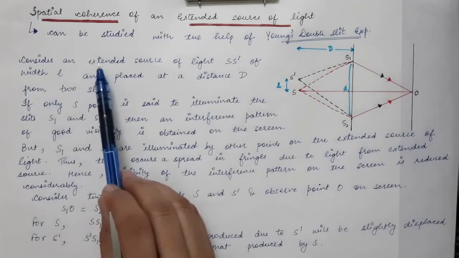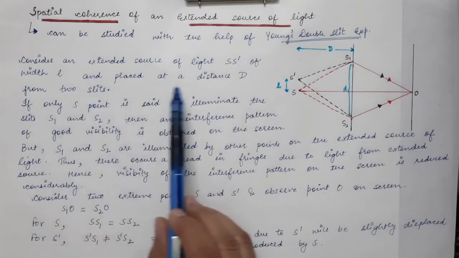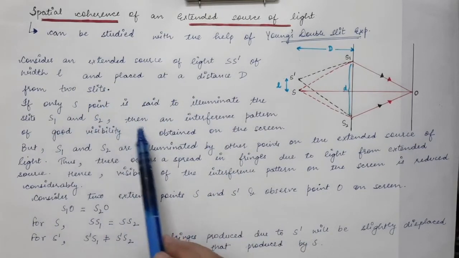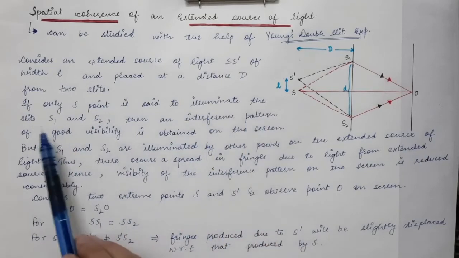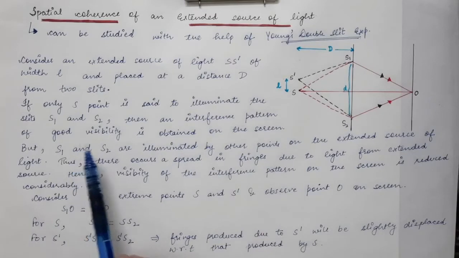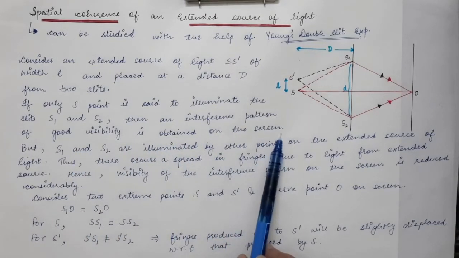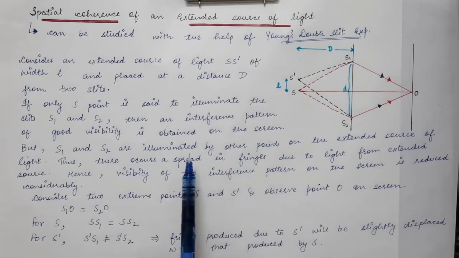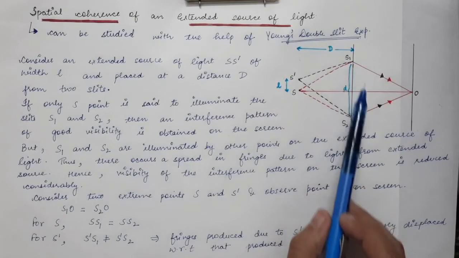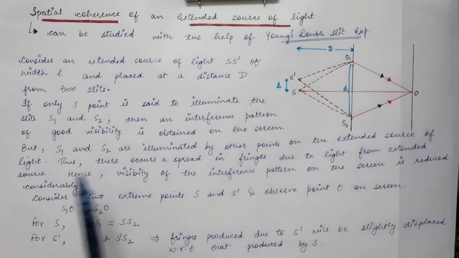We consider an extended source of light SS' of width L, placed at a distance of capital D from two slits. If only the point S is set to illuminate the slits, so if we have only an S point source, then an interference pattern of good visibility is obtained on the screen. We already did that in the previous semester. But S1 and S2 are illuminated by other points on the extended source of light also.